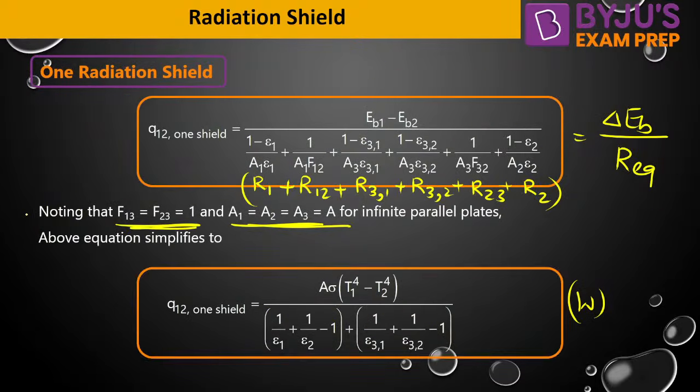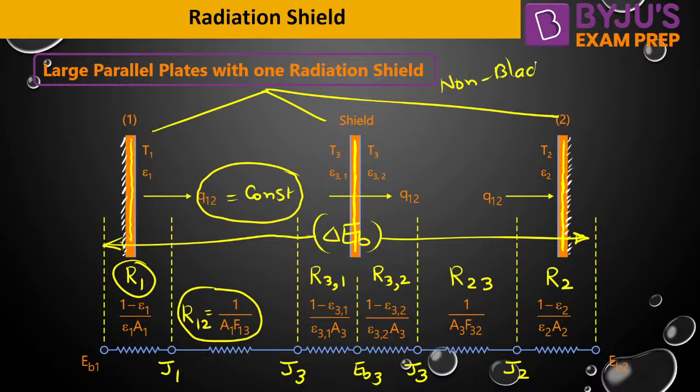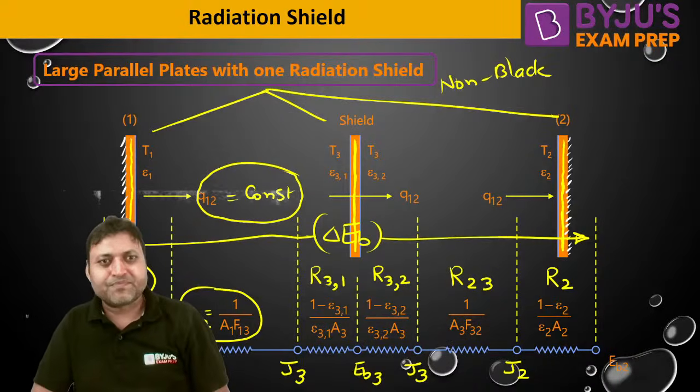Look, this is the circuit diagram for all the surfaces to be non-black. All the surfaces are non-black. If all the surfaces are black, then initially there was only one single thermal resistance. Without any shield, the only thermal resistance is the space resistance between 1 and 2.